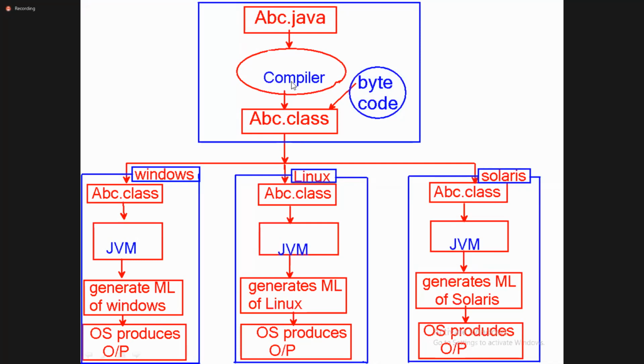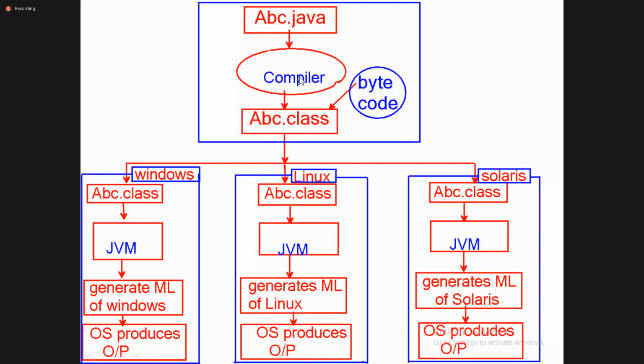Why? Guess why a single compiler software for all operating systems? The abc.java source code is Java related. The abc.class file is also related to Java only, na? Is it related to any operating system? No. It is not related to any operating system, right? So the source code is related to Java. Compiled code is also related to Java. Then this compiler is not specific to any operating system. This is a Java compiler.